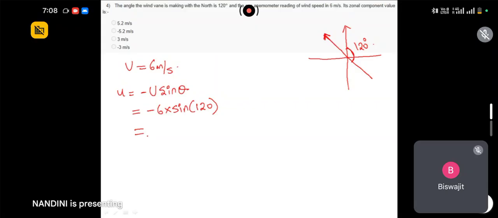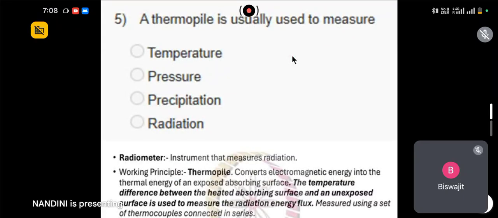How much it will be? Minus 5.2 meter per second. So minus 5.2 basically, negative means what will be the direction of the wind? That's why it is kind of southeasterly the wind is blowing. It is east to west the wind is blowing. That's why we have this negative. So the answer is minus 5.2 meter per second.